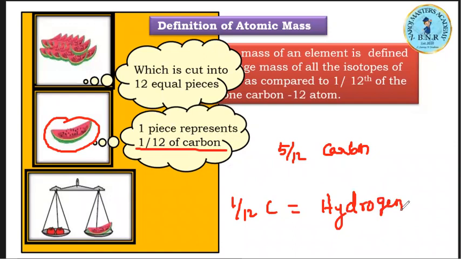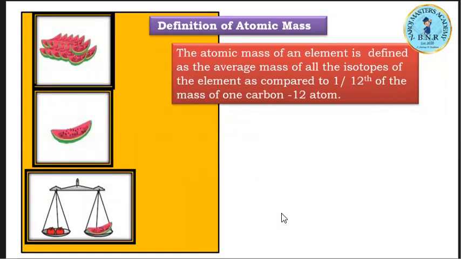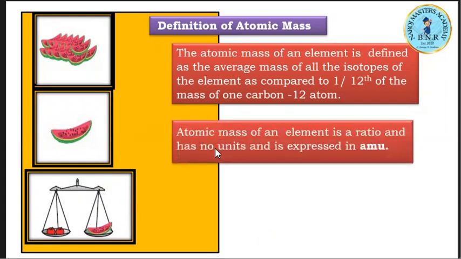Now use these pieces to weigh another atom. So you can see here, the atomic mass of an element is a ratio and has no units, and it is expressed in AMU, atomic mass unit. So we'll represent it in the form of AMU beside the number. Actually, we'll consider no units, but the atomic mass unit, which we call U, is nothing but unified mass.